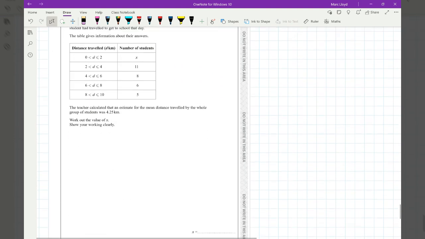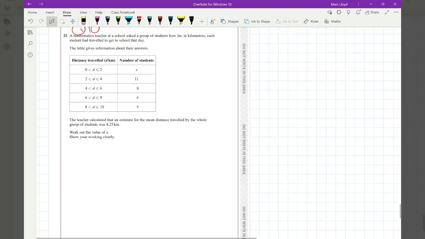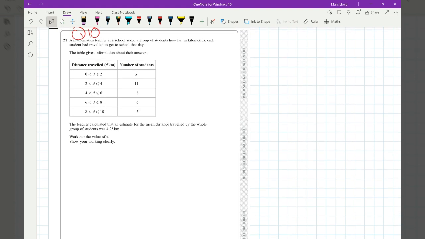Okay, question 21. This is the last question. It's a nice paper, this one. A mathematics teacher at a school asked a group of students how far in kilometres each student had travelled to get to school that day. The table gives information about the answers. The teacher calculated that an estimate for the mean distance travelled by the whole group of students was 4.25. Work out the value of x.